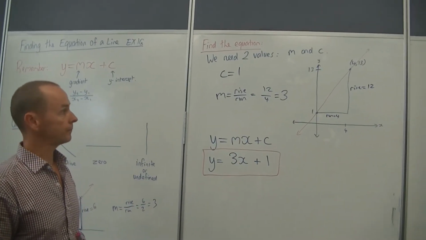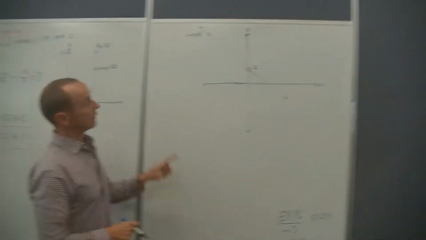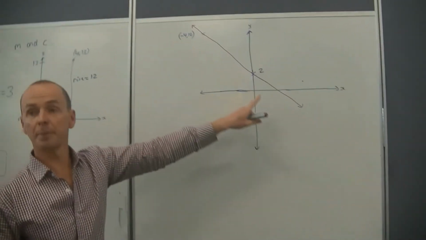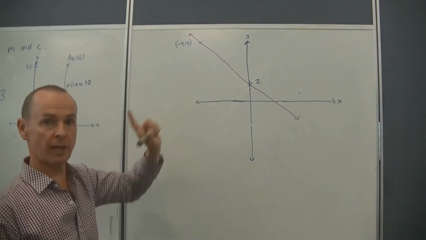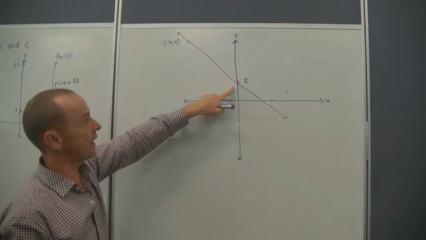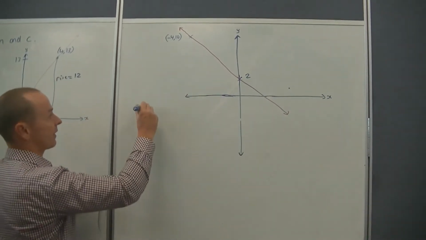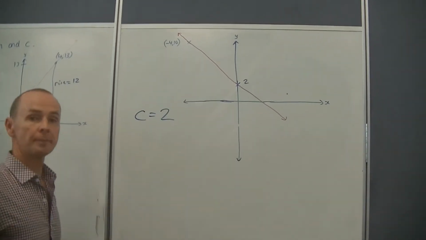Excellent. Let's move on to our next example, everyone. So here we can see we've got a line sloping this way. Please note it's a negative gradient, so we'll keep that in mind. We can see our y-intercept's at 2, so let's write that down. C is equal to 2.